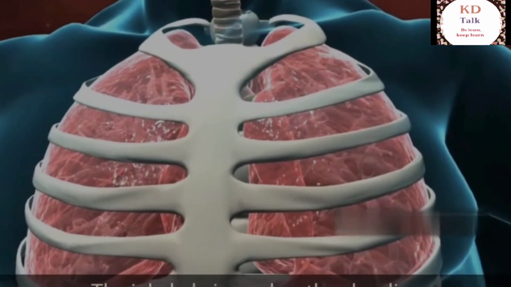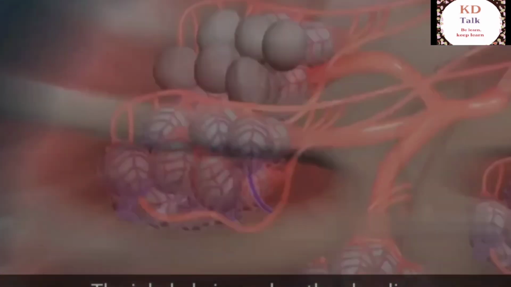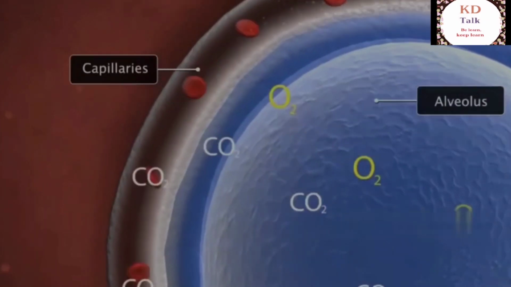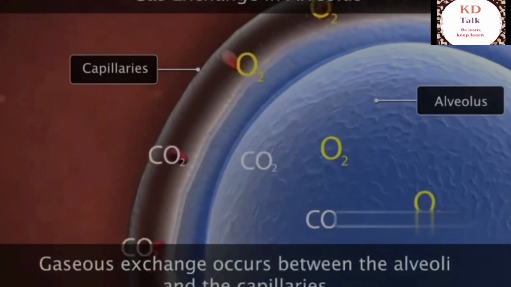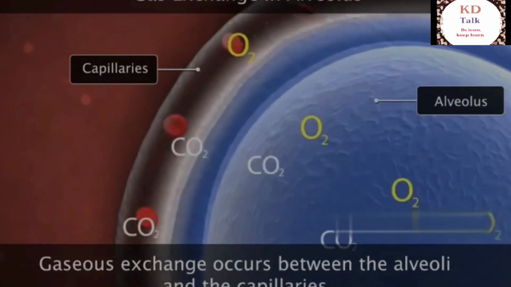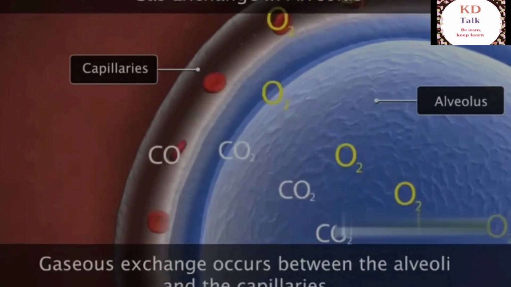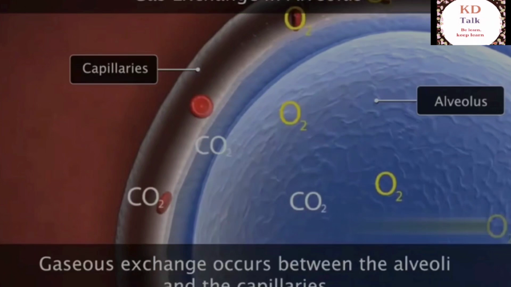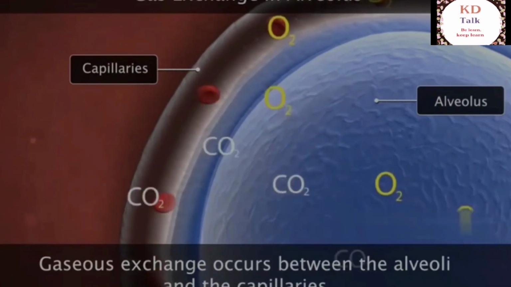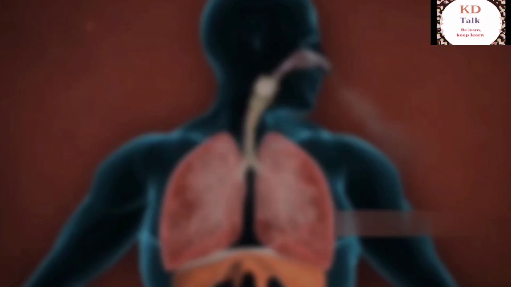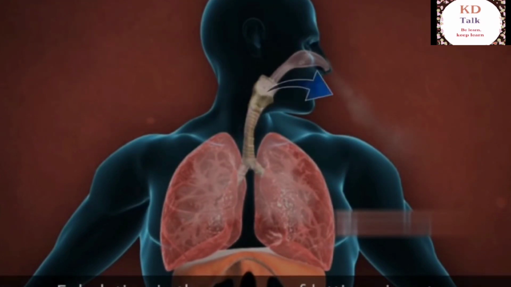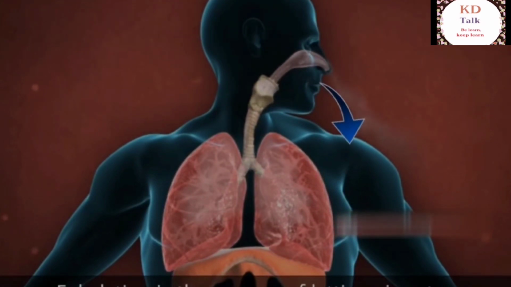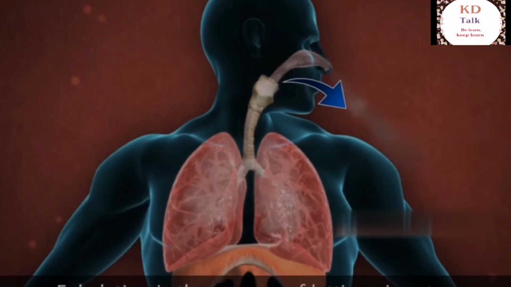The air finally reaches the alveolar region, which is richly supplied by blood capillaries. In the alveoli, oxygen diffuses into the blood and carbon dioxide moves from the blood to the alveolar region. This completes the inhalation process. During exhalation, carbon dioxide-rich air moves out of the body through the nasal cavity.